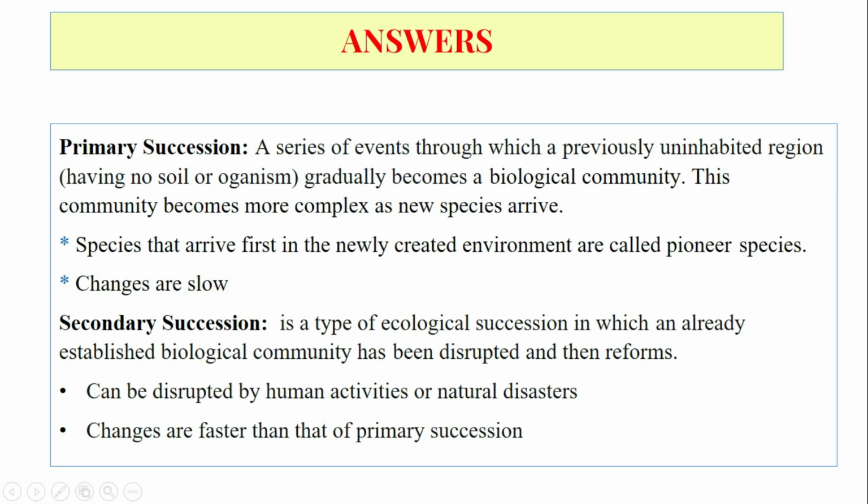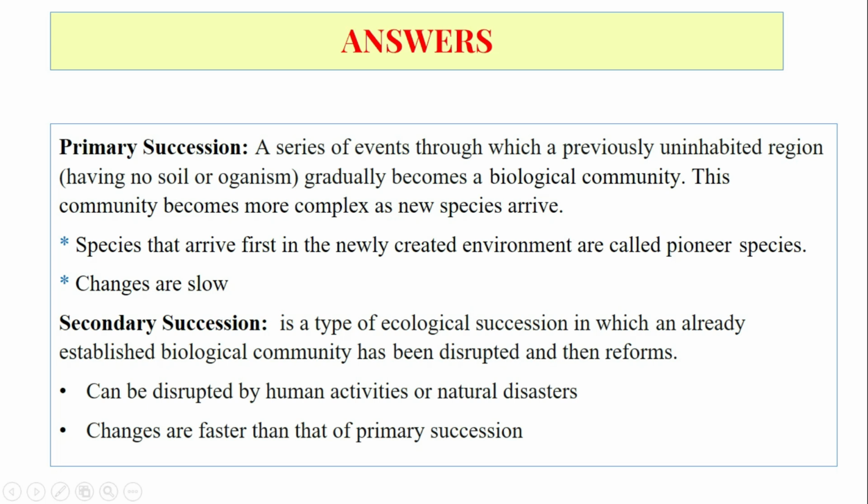And biological communities, that climax community, where you have your existing ecosystem, you have lots of plants, lots of animals living together in a community. So this here was an important point. As I said, the first species that arrived on this new environment is called pioneer species.